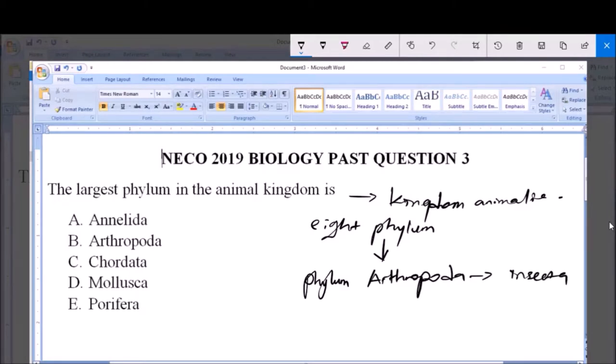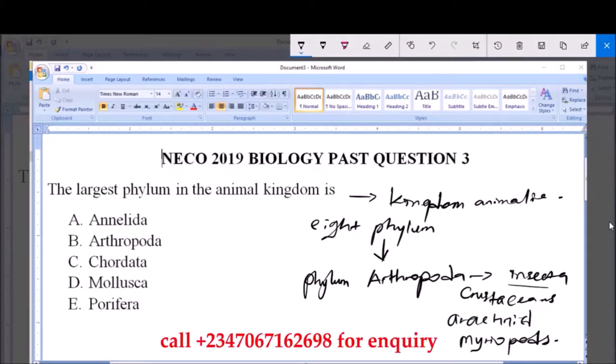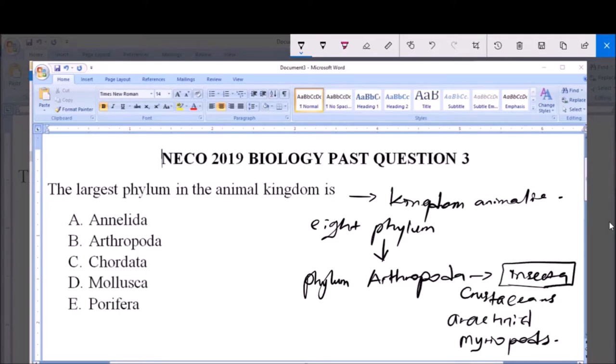It's composed of the crustaceans, and the arachnids, that's class Arachnida. And also the myriapods, comprising the centipede and the millipede. Now you agree with me that the phylum Arthropoda, making up of insects, is the largest, because in a population the insects are always the species with the largest population.